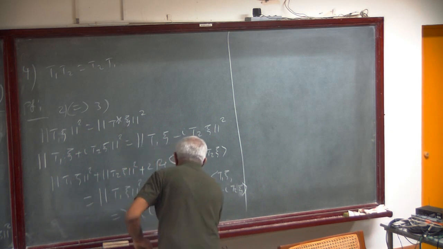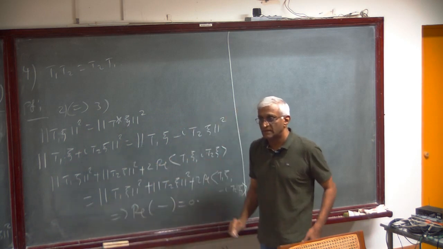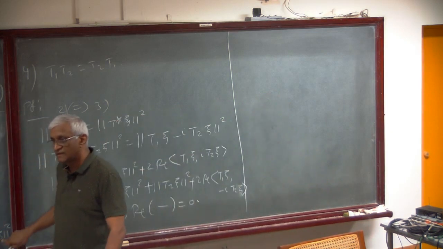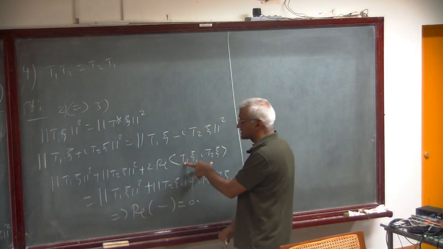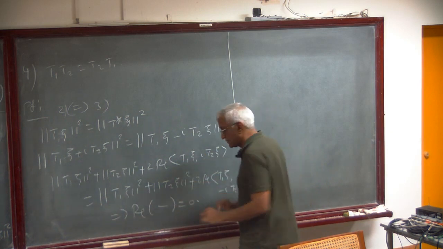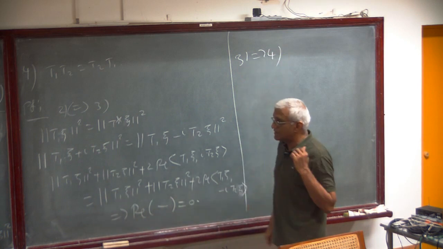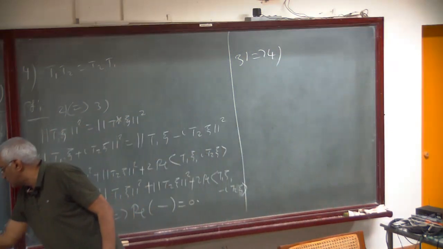Real part of whatever we have is 0, so this should be equal to this. That is the statement. The third statement is this should be equal to this. So whatever we get, the cross term should be 0. So that's all. Now 3 implies 4. 3 implies 4 says that the norm of this is equal to this.